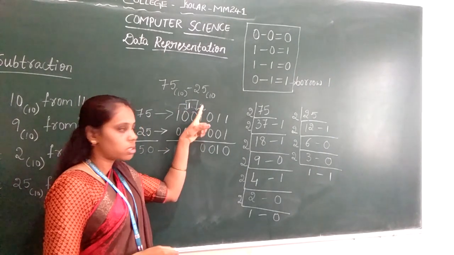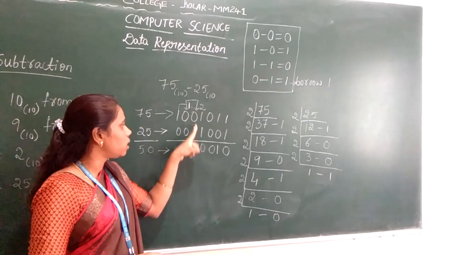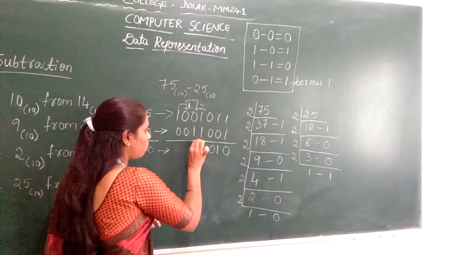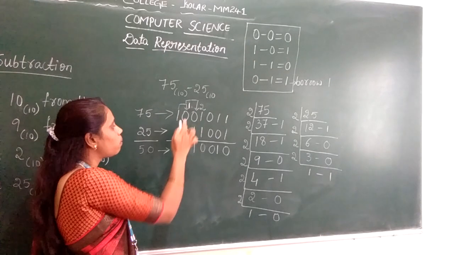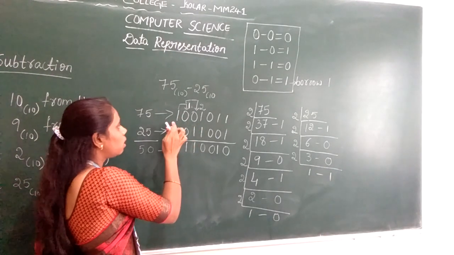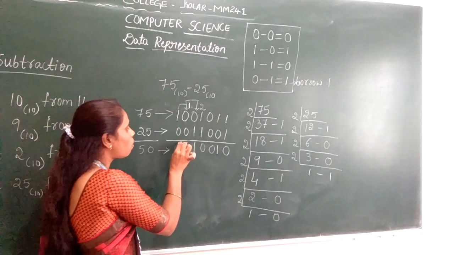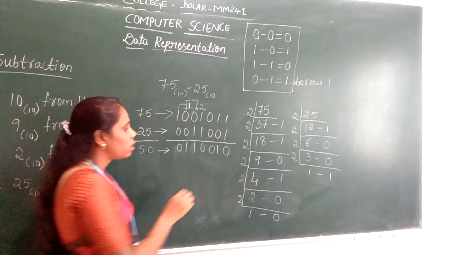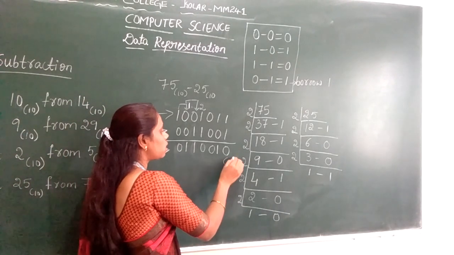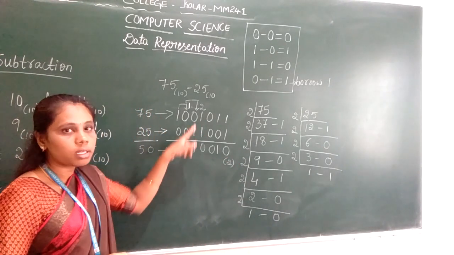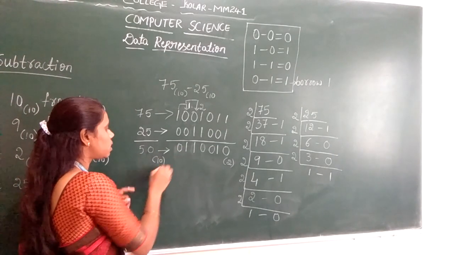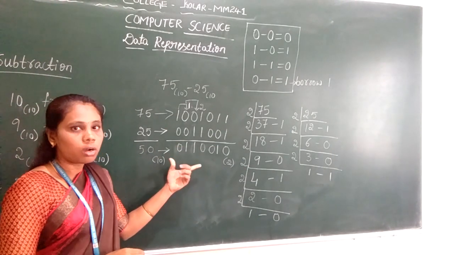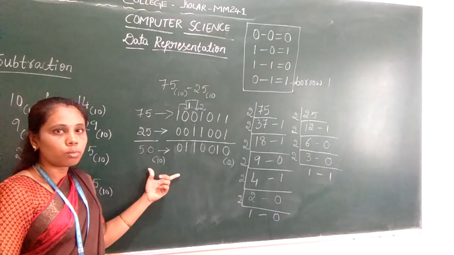Because 1 0 is 2. 2 minus 1 will be 1. And here we have only 1 left out. So 1 minus 0 is 1. Here we have 0. So 0 minus 0 is 0. This is your final result obtained after subtracting these two values, that is 50. This is in decimal and this will be in binary format. We will see more topics.